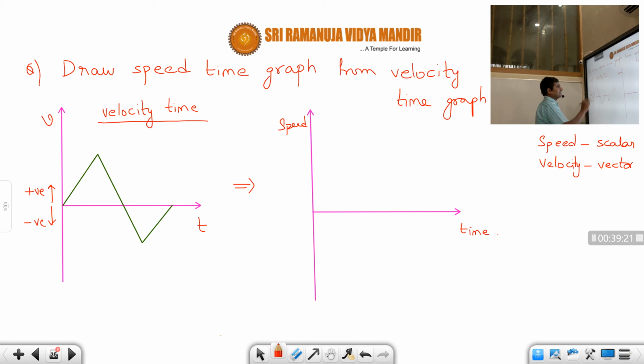Suppose let us say the body is traveling here, from t equal to 0 to 5 seconds. This is 10 seconds, this is 15, this is 20 seconds, and let's say this is plus 10 and this is minus 10. So what is happening here, students? From 0 to 5 seconds, the velocity is increasing, but positive only. Here also positive, whereas here negative.